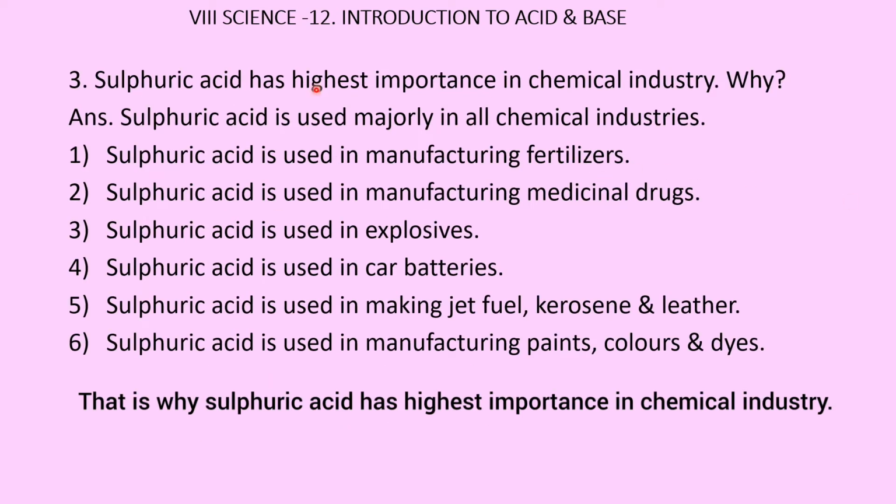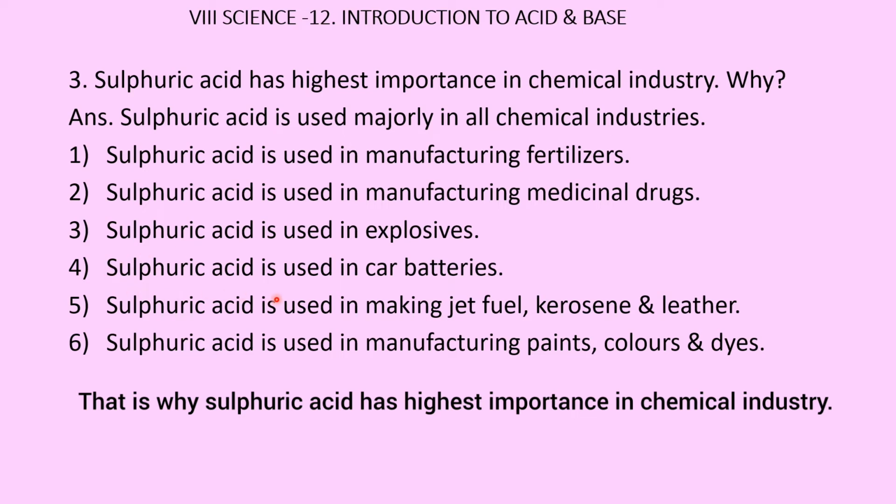Question 3. Sulfuric acid has highest importance in chemical industry. Why? So let's see the answer now. Sulfuric acid is used majorly in all chemical industries. So where is it used? Let us see. Sulfuric acid is used in manufacturing fertilizers. It is used in manufacturing medicinal drugs, the medicines which we are using. It is used in explosives, the ones which we are using during Diwali.